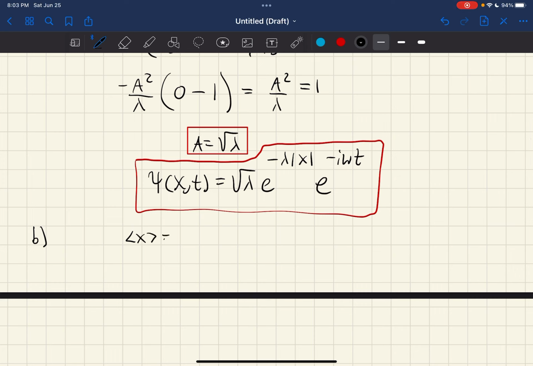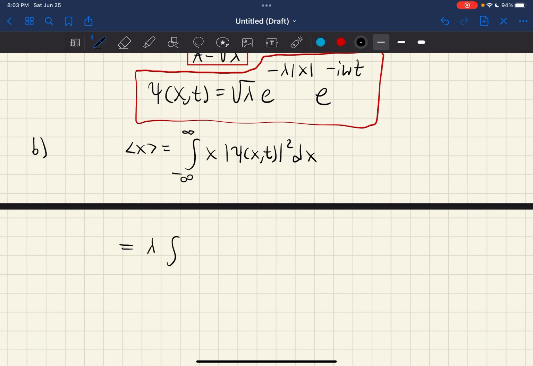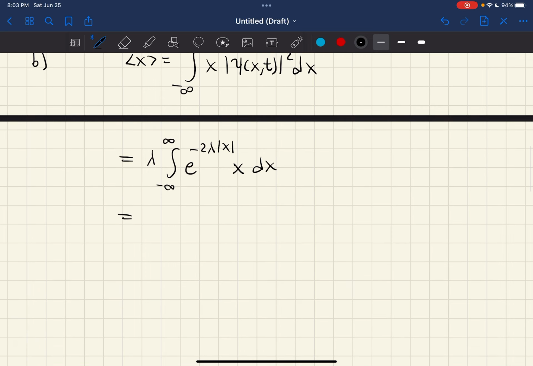So for x, we know that it's just the integral over all space of x times the probability density dx. So this integral is just going to look like lambda times the integral from negative infinity to infinity of e to the minus 2 lambda absolute value of x times x dx. So this integrand is actually odd because this right here is even and then this function is odd. So an odd function times an even function yields an odd function, and an odd function integrated over all space is 0. So the expectation value of x is 0.